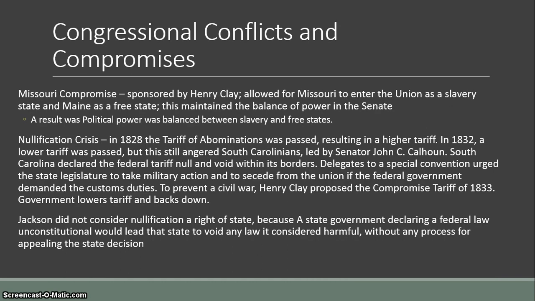So there are also congressional conflicts and compromises. The first one was the Missouri Compromise. It was sponsored by Henry Clay. There was a problem on if new states enter the Union, like Missouri, where are they going to be?